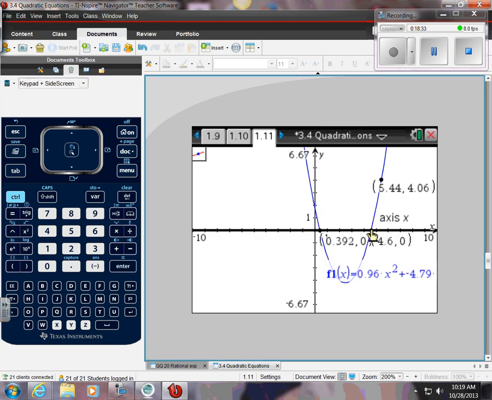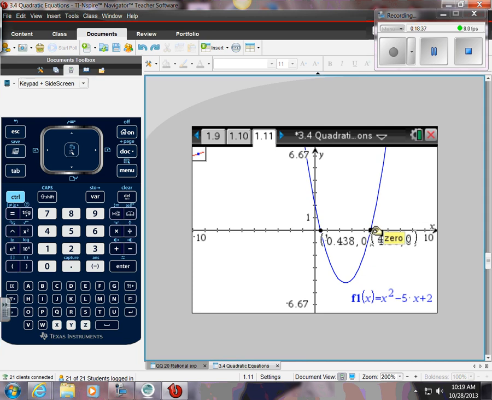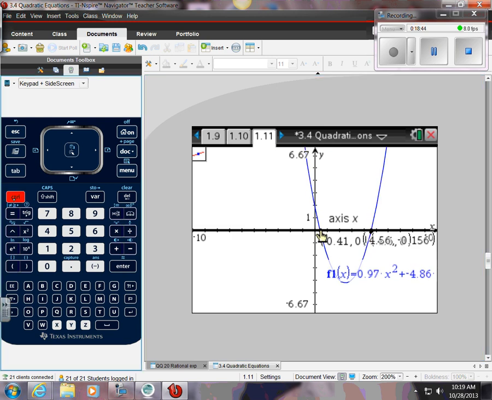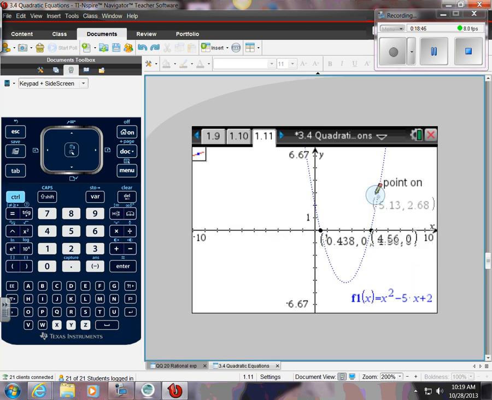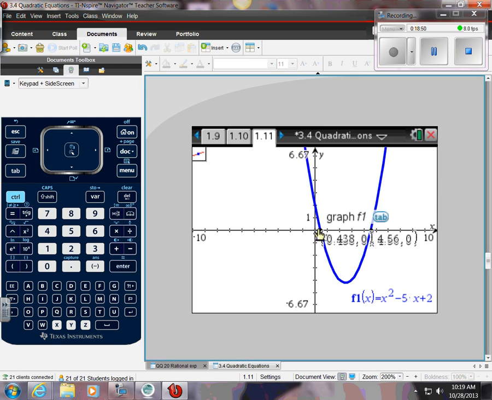Ooh, that's not what I meant to do. Control Z. Grab the point, drag it, and what's it say? Zero. So it'll tell you what the zero is. Grab it and drag it again. Lost it. There we go. There it is again. Okay, so either way will give you the answer. I don't care what method you use as long as you get it right. Okay, so go ahead and try the next one, please.